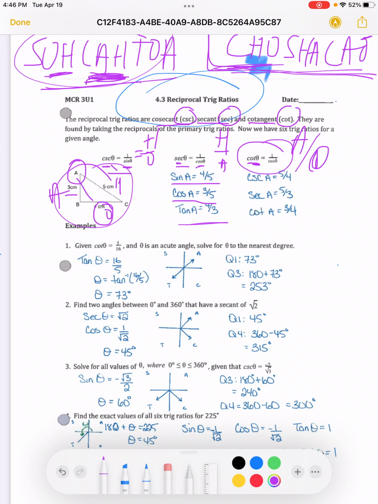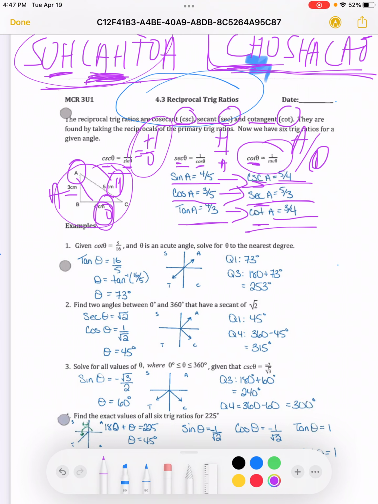Then you can just flip these to get the others. Cosecant is found by flipping sine, secant by flipping cosine, and cotangent by flipping tangent. Or, if you don't have those, you can find them directly: H over O is 5 over 4, H over A is 5 over 3, and A over O is 3 over 4. Notice on your calculators you may see these buttons, you may not. Most calculators have them or not.